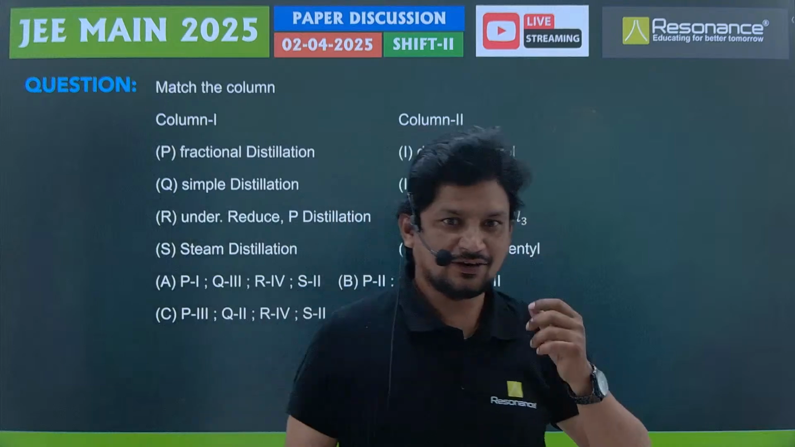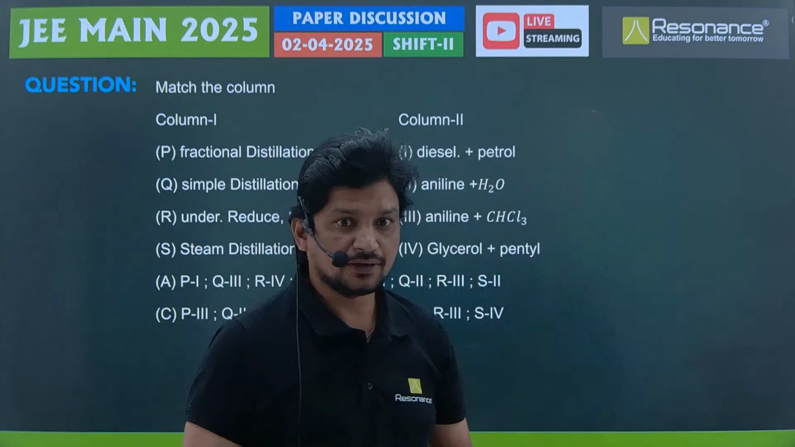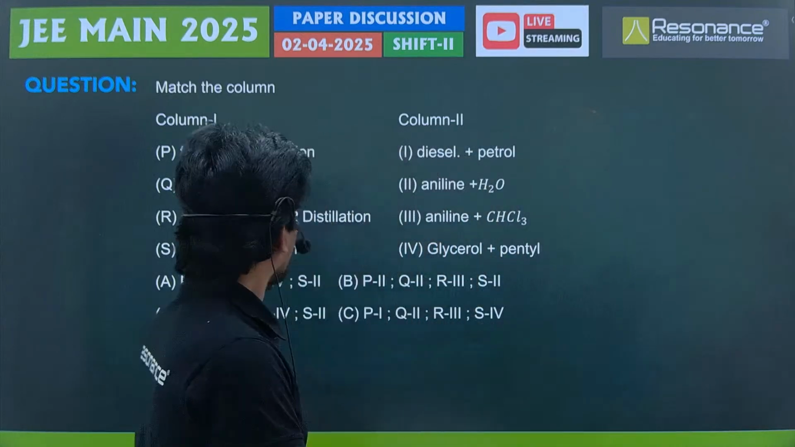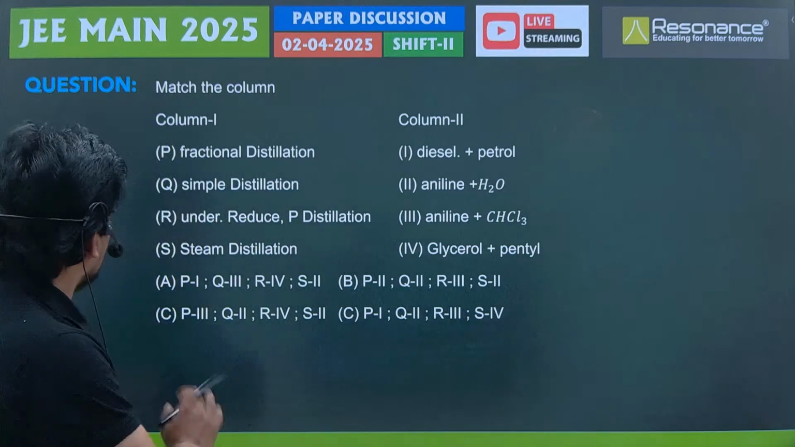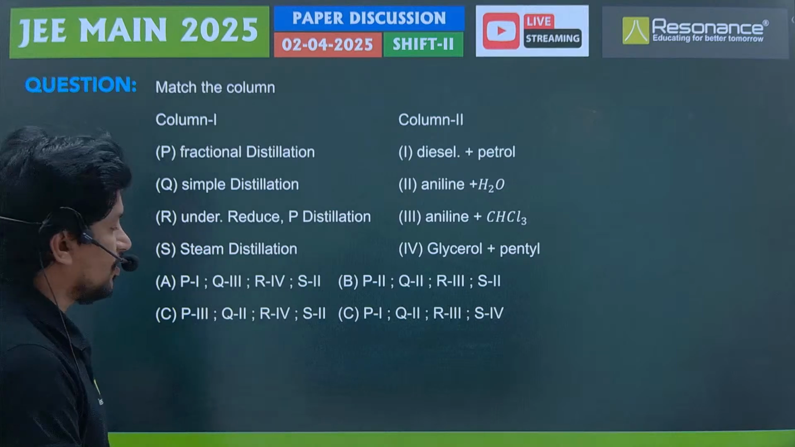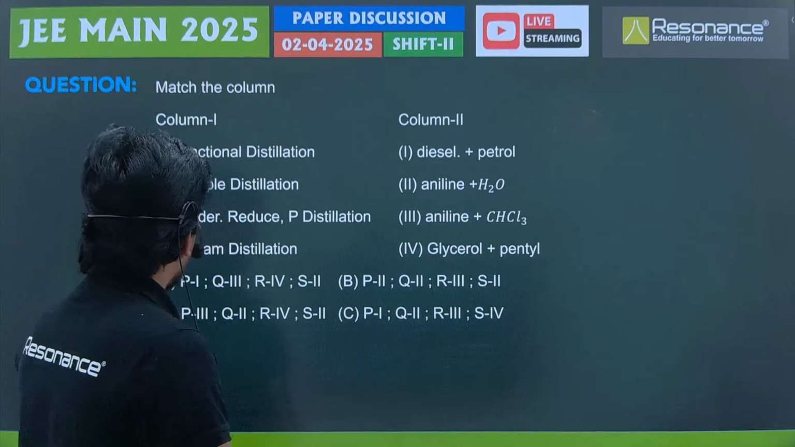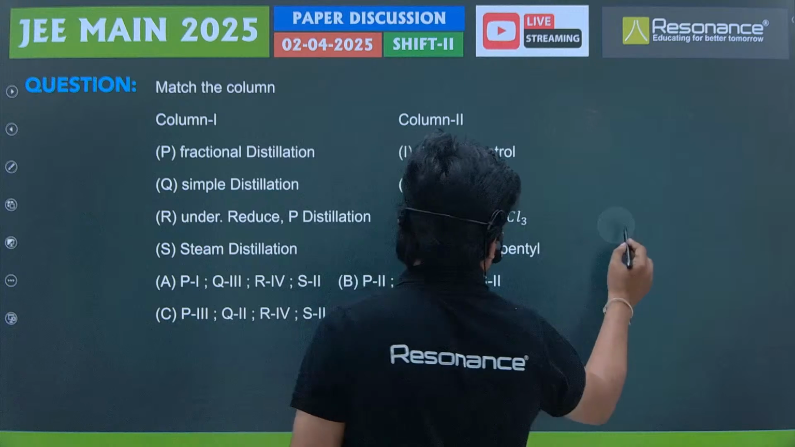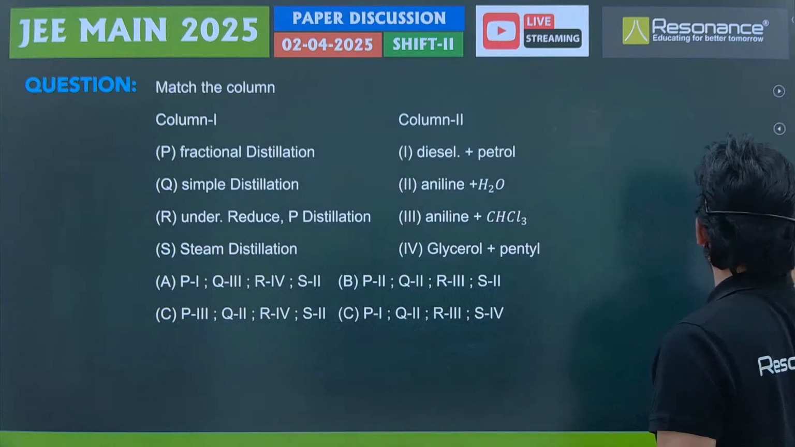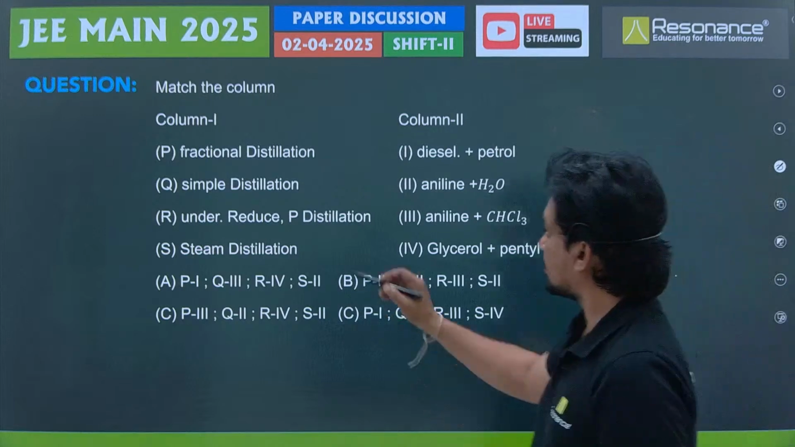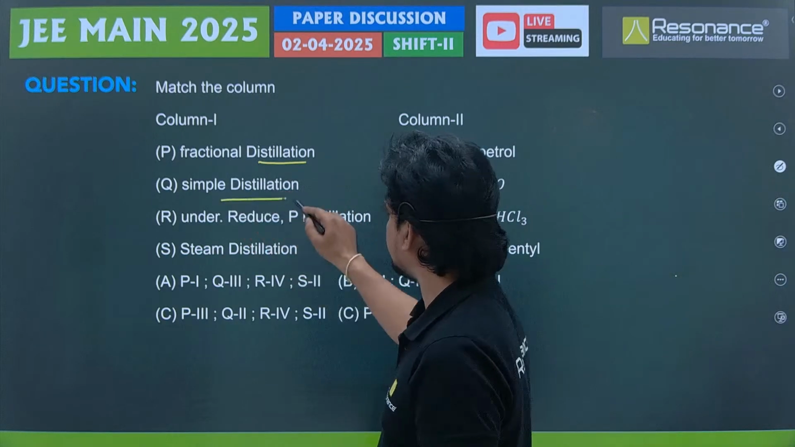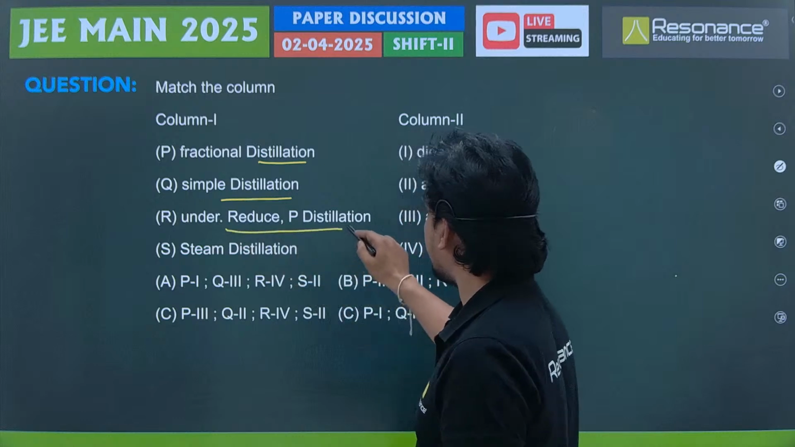Hello all, now I am going to discuss the remaining part of the chemistry. See here, what is the first question they have given? It's a match the column, column 1 and column 2, they have given, right? Fractional distillation, simple distillation, distillation under reduced pressure.